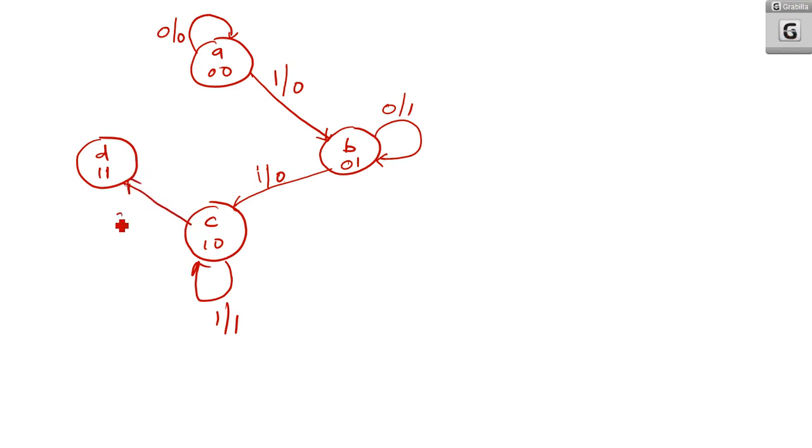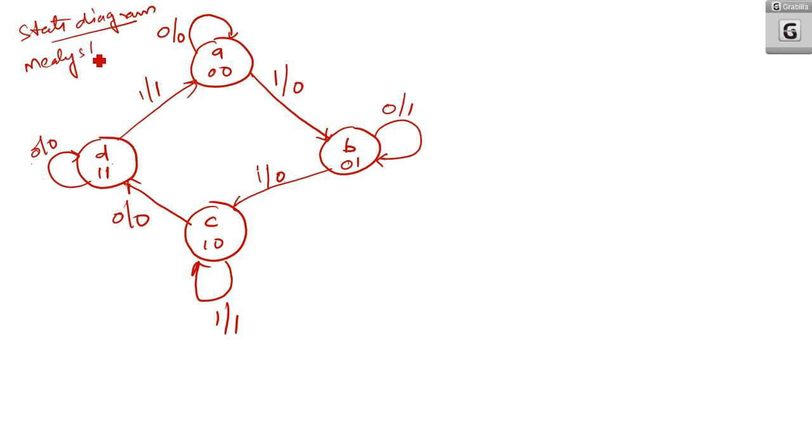I will get it as 0 bar 0. Okay, here also I can take it as 0 bar 0. That means here when D is the state, input is 0, output is 0. Okay. From D to A, this is going back. Again, I can write it as 1 bar 1. Okay, so this is the general state diagram of a Mealy model, for a Mealy state machine.